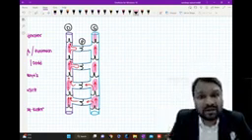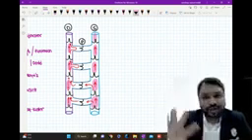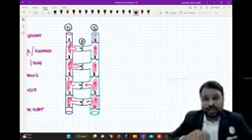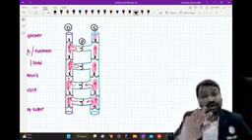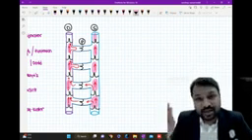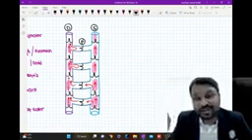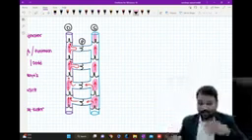IVC is valveless. I don't need a valve in the IVC because the abdominal pressure will exert and push the blood, and the thoracic pressure, which is negative, will pull the blood. It will reach back to the heart. It is the valves which are present in the lower limbs which are going to assist, right?